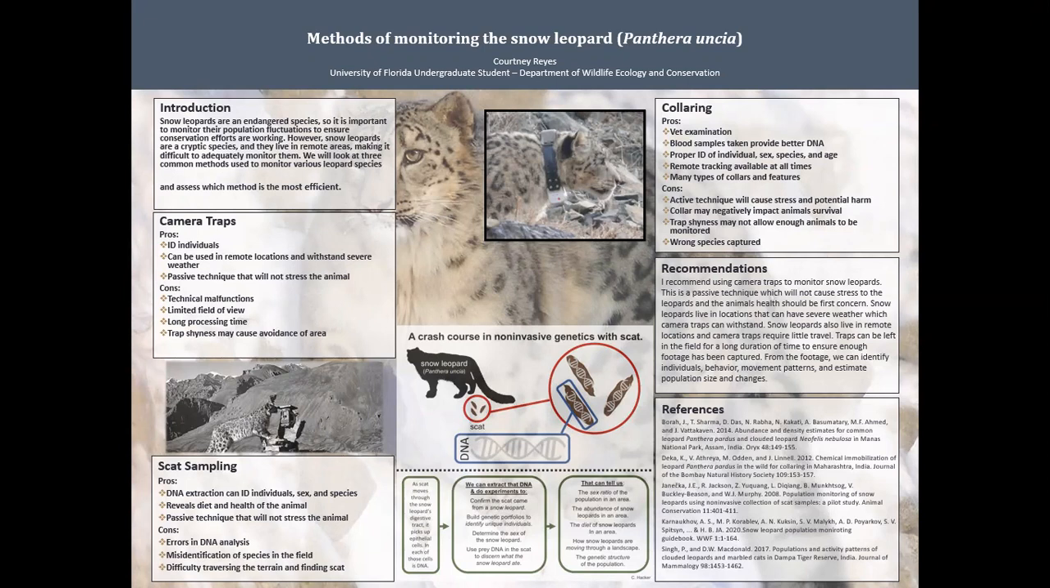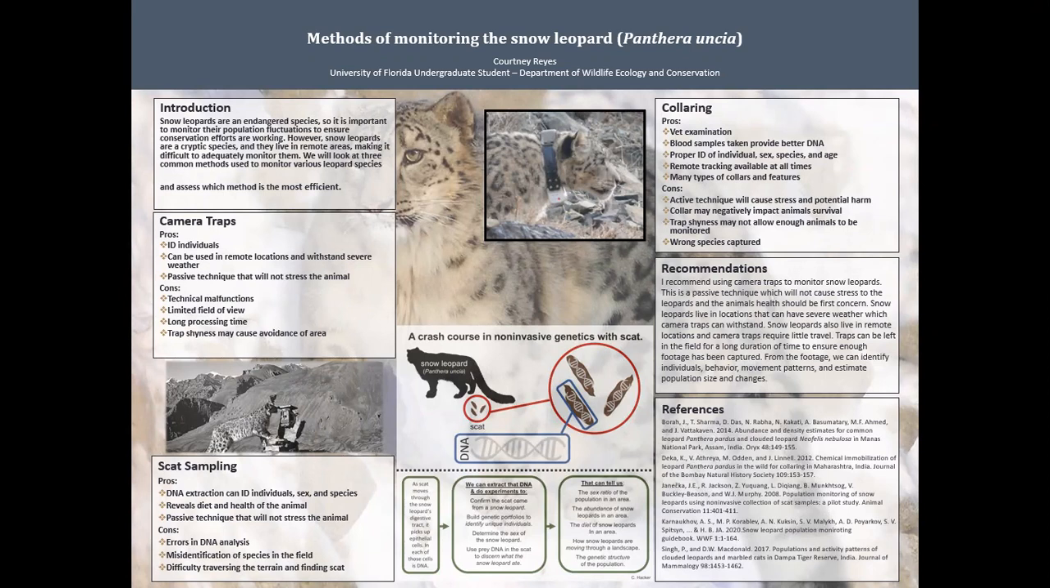Blood samples can be taken that will provide better DNA than from scat. And from this blood and having hands on the actual animal, you can properly ID the individual, sex, the species, and the age. The collar provides remote tracking, so you can check their location and movement patterns at all times. And there are many types of collars and features of these collars. So any type of data or area that you're in, there's a collar and feature that can accommodate that.